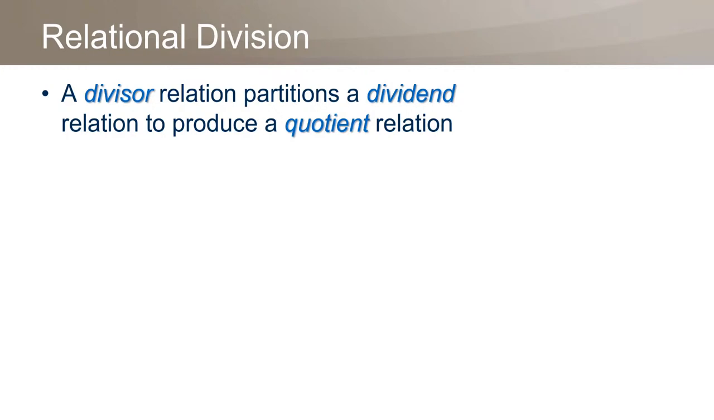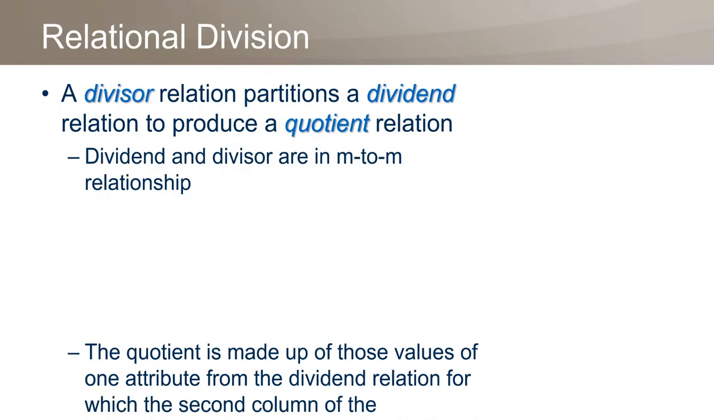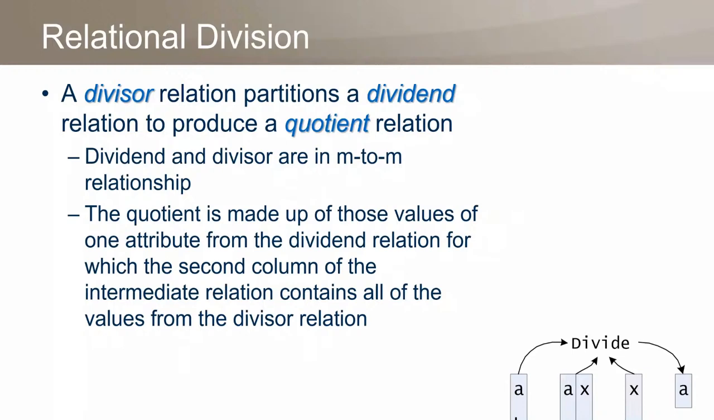First, some definitions: a divisor relation partitions a dividend relation to produce a quotient relation. Of course, we are talking about relations. However, the important thing is that dividend and divisor are in a many-to-many relationship, and the quotient is made up of those values of one attribute from the dividend relation for which you can find in the intermediate relation all of the values from the second column from the divisor relation. What does it mean? Let me show this graphically.